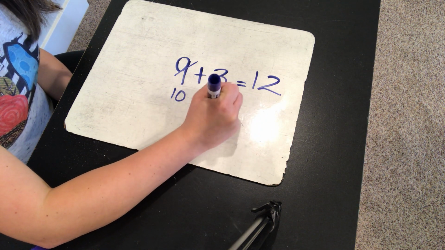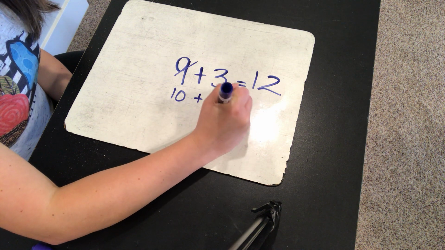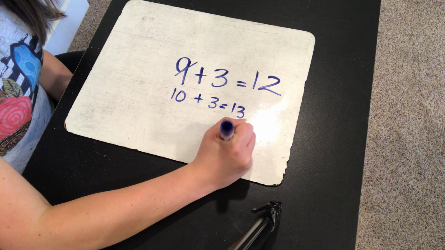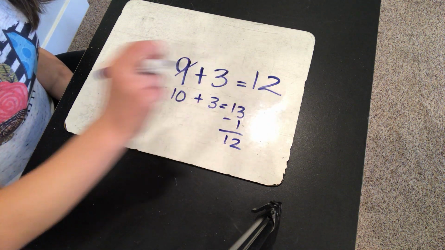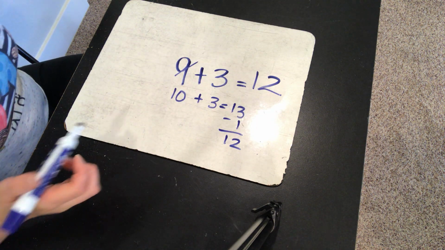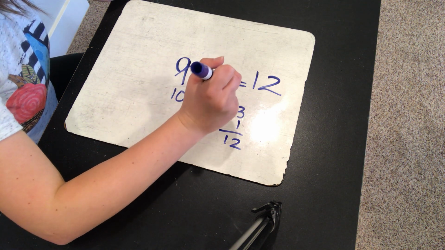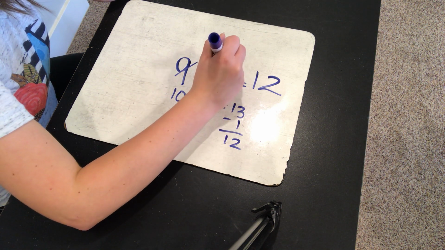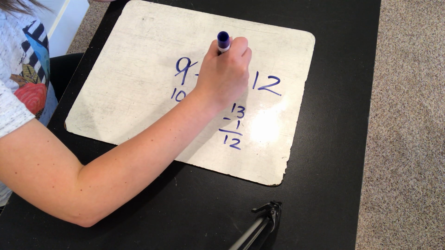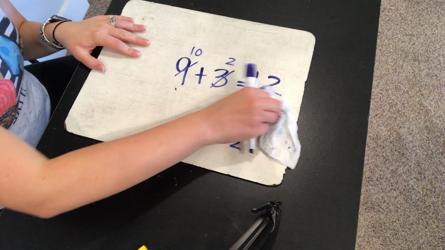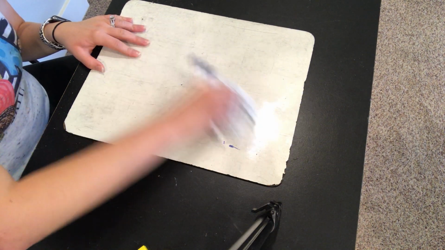So 10 plus 3 is 13, and 13 minus 1 is 12. So either way you do it, you're getting the same answer. Whenever you make this number into a 10, you have to remember to take 1 away from this number. Okay? And you get your 12.